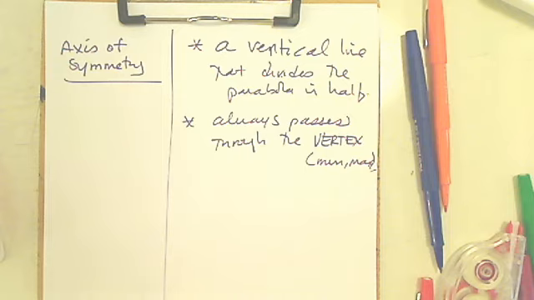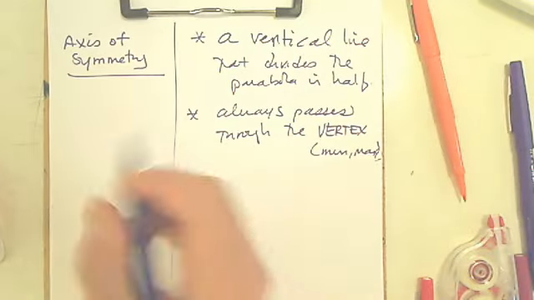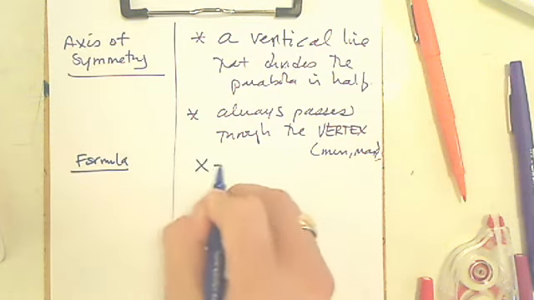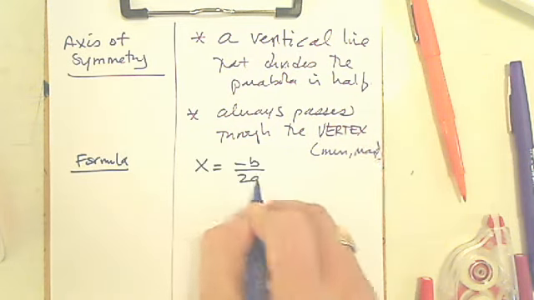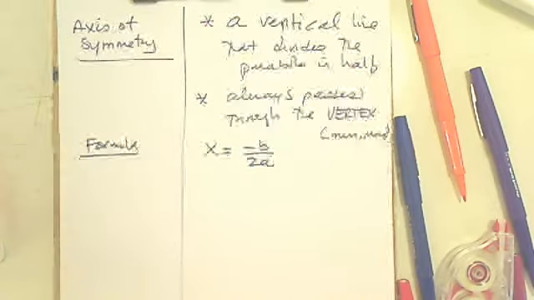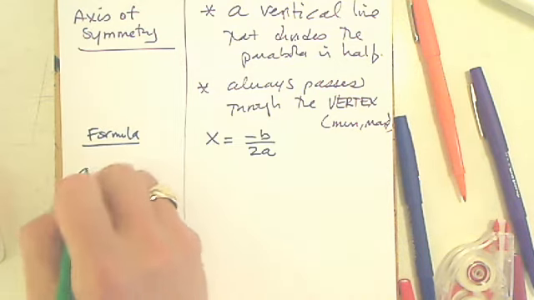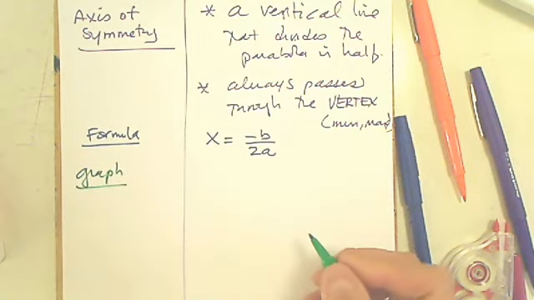It's going to split it like this. I'll show you in just a second. What's the formula to find it? X equals negative b divided by 2a. No calculator. X equals negative b divided by 2a. What does the graph look like when you finish it?